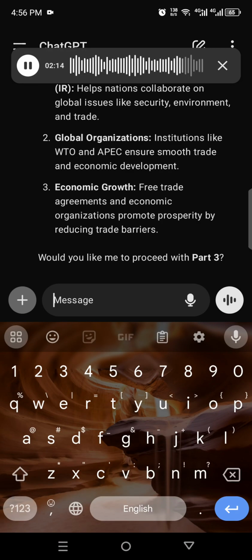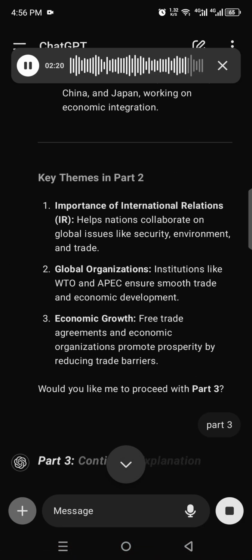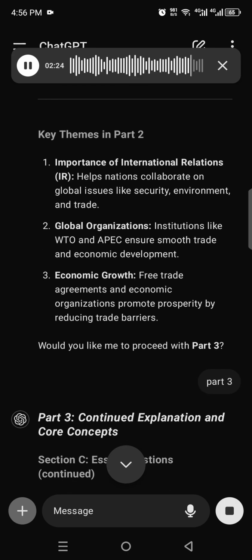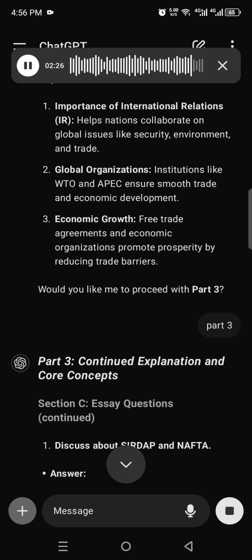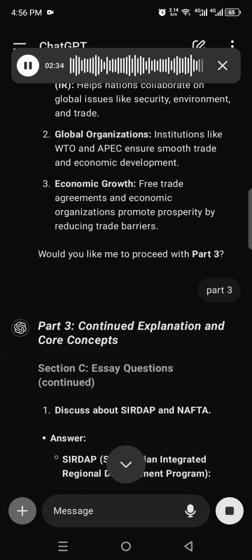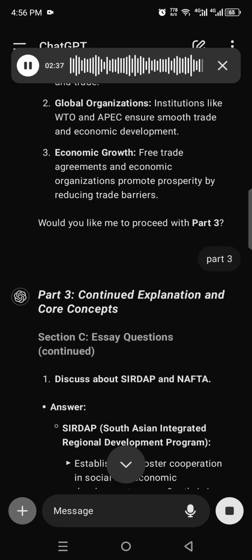Key themes in Part 2. 1. Importance of international relations. Helps nations collaborate on global issues like security, environment, and trade. 2. Global organizations. Institutions like WTO and APEC ensure smooth trade and economic development. 3. Economic growth. Free trade agreements and economic organizations promote prosperity by reducing trade barriers.